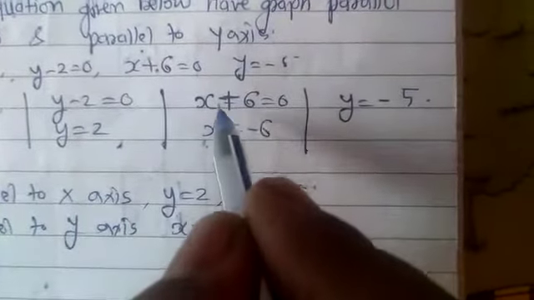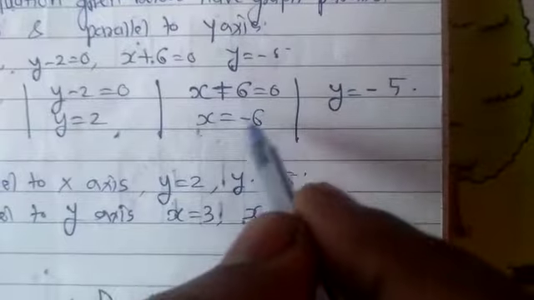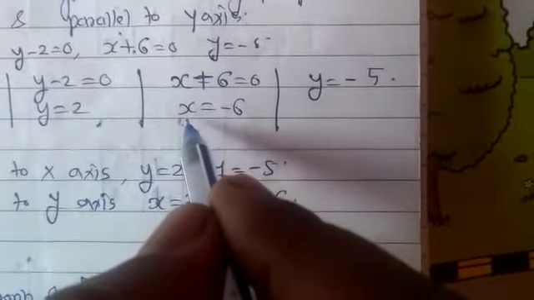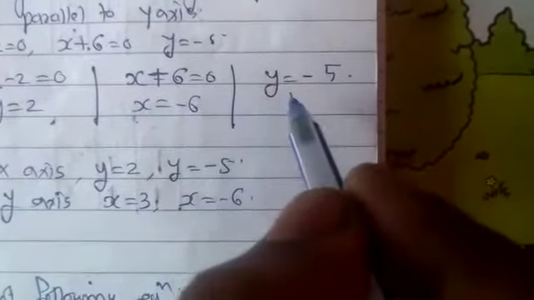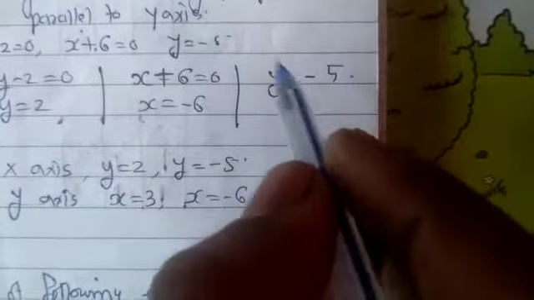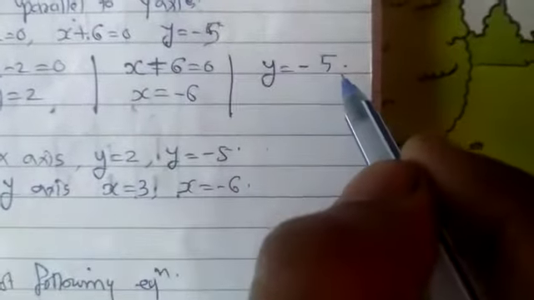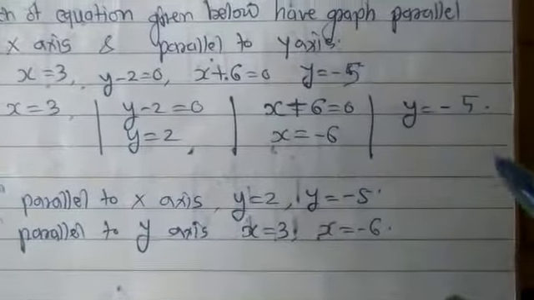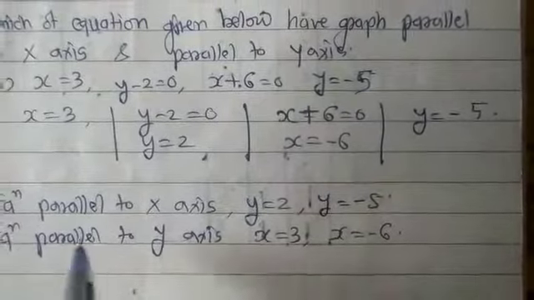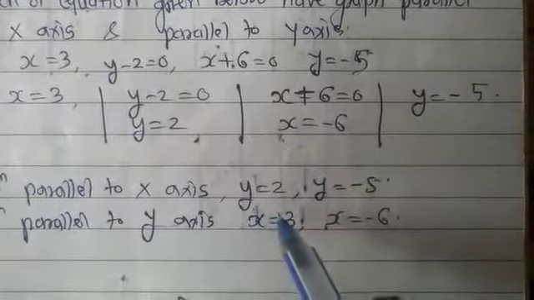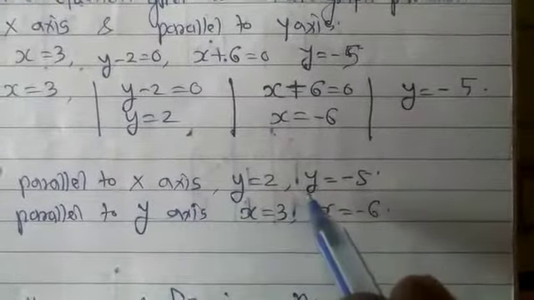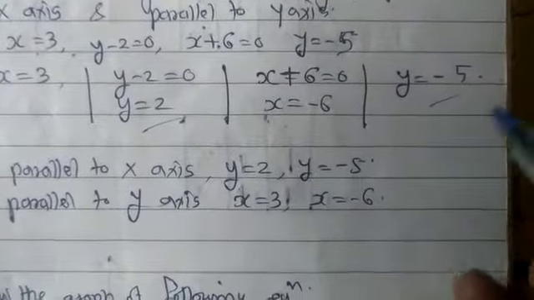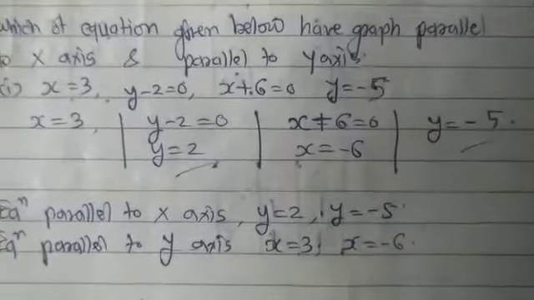The next is x plus 6 is equal to 0. Again transfer 6. Therefore we get x equal to -6. And the fourth equation is y equal to -5. It is already in general form. Now which equation is parallel to the x-axis? X-axis. Okay. See, y equal to 2, y equal to -5. These are parallel to the x-axis.